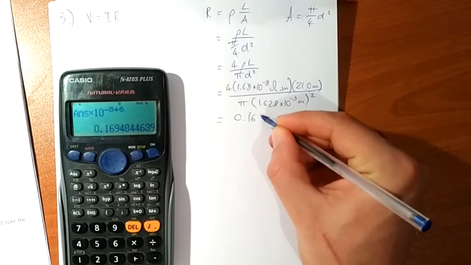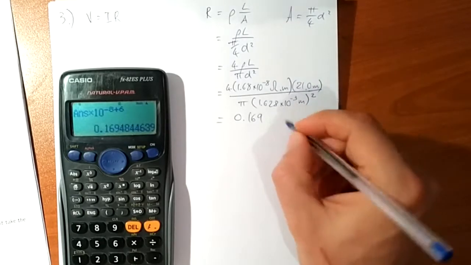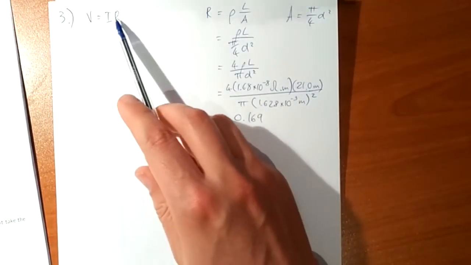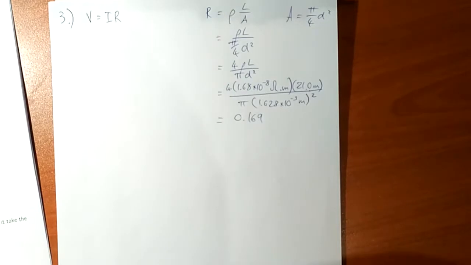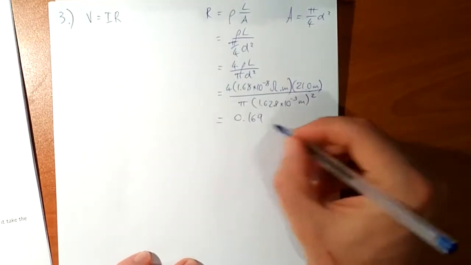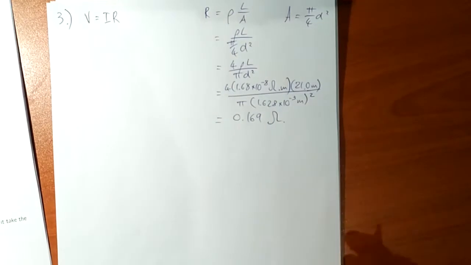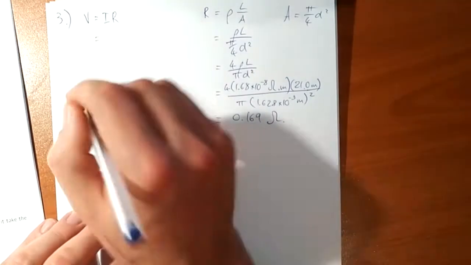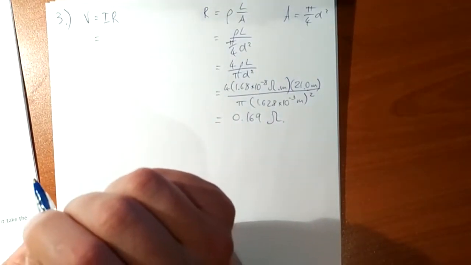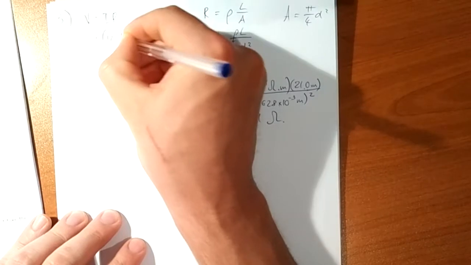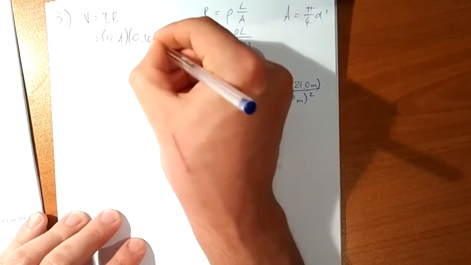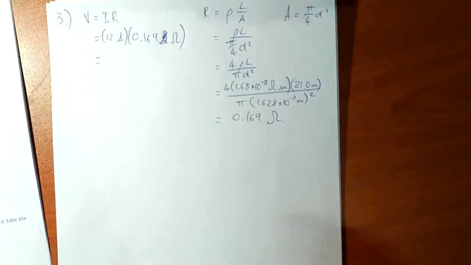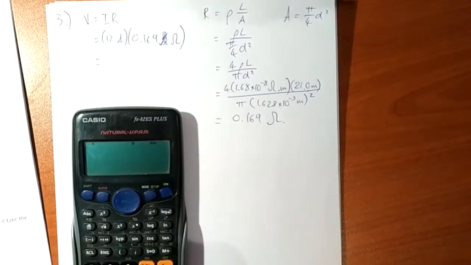But this should be enough, especially since I'm going to multiply it with the current, which is just 12 amperes. So I don't think a fourth digit here is going to be necessary. Like I said, it's not a precise rule. Okay, so ohms. I've got the resistance, so now I just have to find the voltage. That is 12 amperes times this 0.169 ohm.